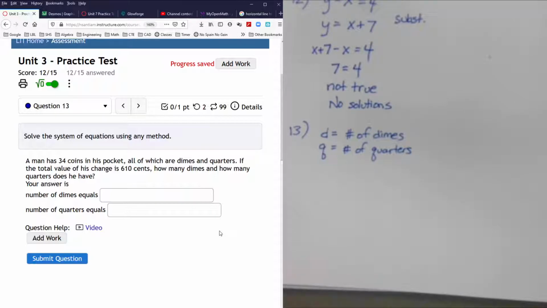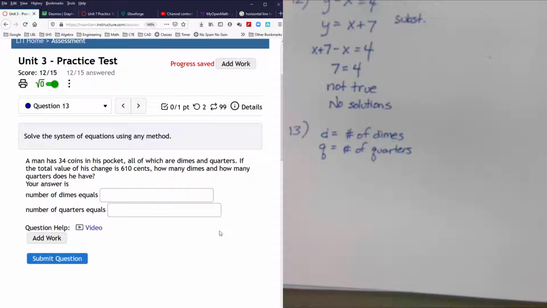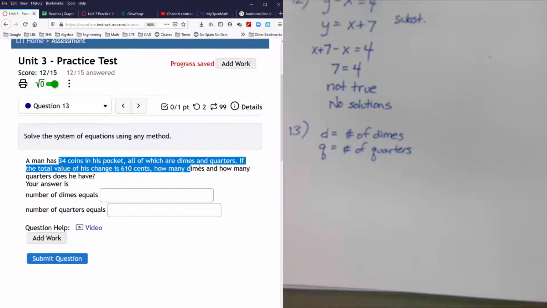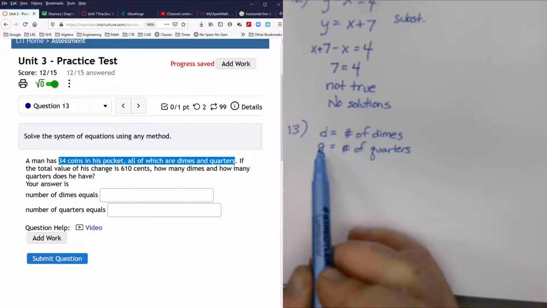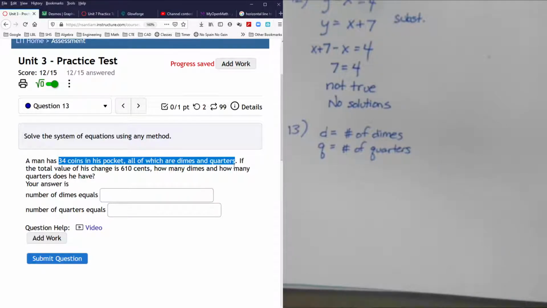Okay? Now, so that helps me get straight in my head that these are the things that I'm looking for. Now, I'm going to go back through and read this and look at some of this information. A man has 34 coins, all of which are dimes and quarters. So D represents the number of dimes, Q represents the number of quarters, and this is telling me if I add all those together, I'll get a total of 34 coins.